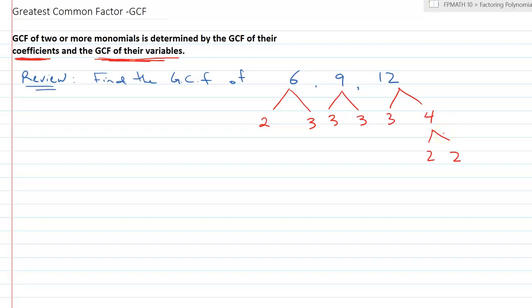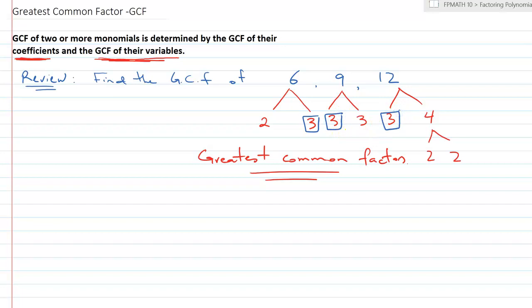All right. So now you look at it, what are the greatest common factors? That means it has to be common to all of them. Notice that 3 shows up here, 3 shows up here, and 3 shows up there. So in this case, the GCF of all 3 is 3. It has to be common, and it is common to all of them.